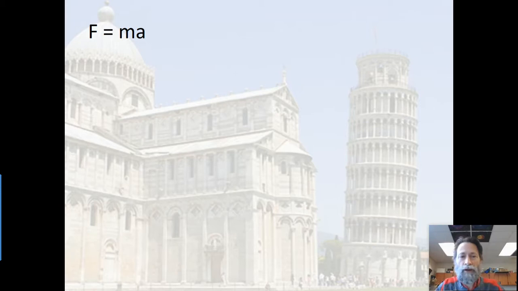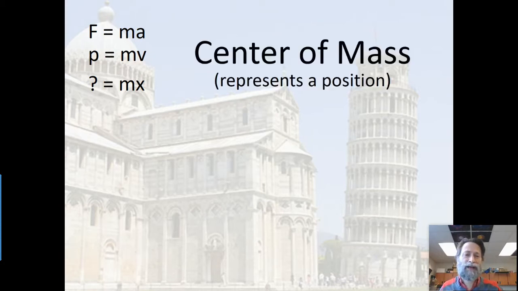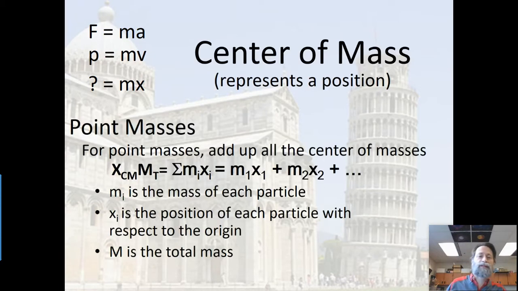So think through, here are some equations that may look familiar to you. Newton's second law, F equals ma, force equals mass times acceleration. Then when we got into momentum, we studied this equation that says momentum is mass times velocity. So wouldn't it make sense that there would be something that is mass times position? And that's really what our center of mass is. The center of mass represents that position.